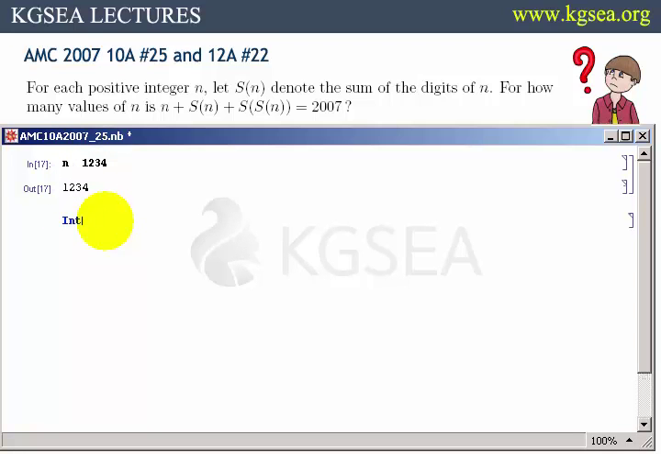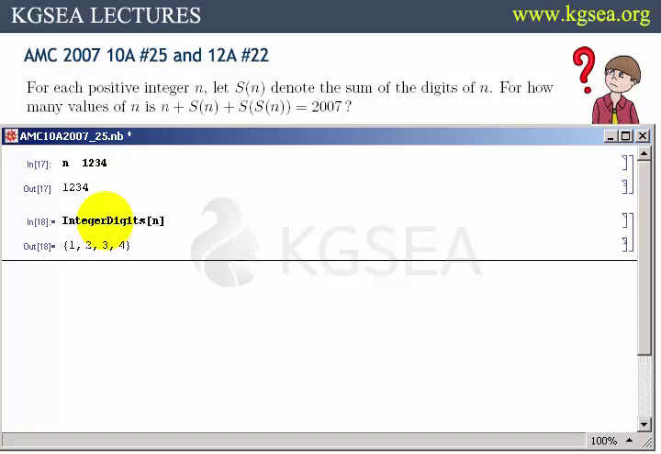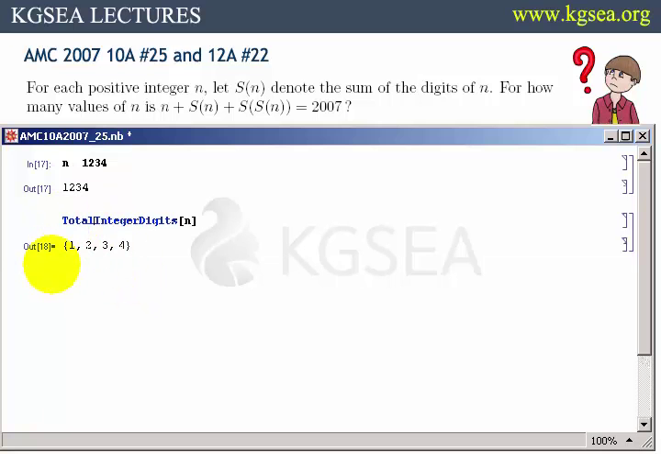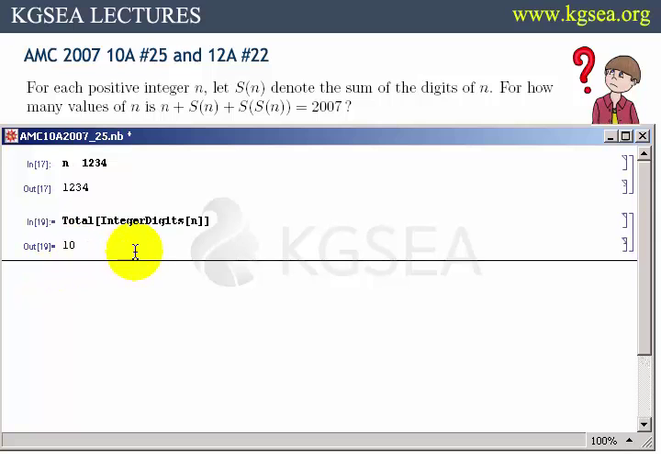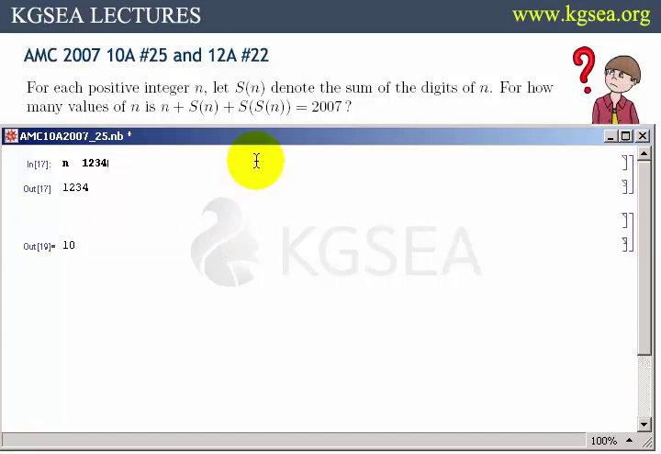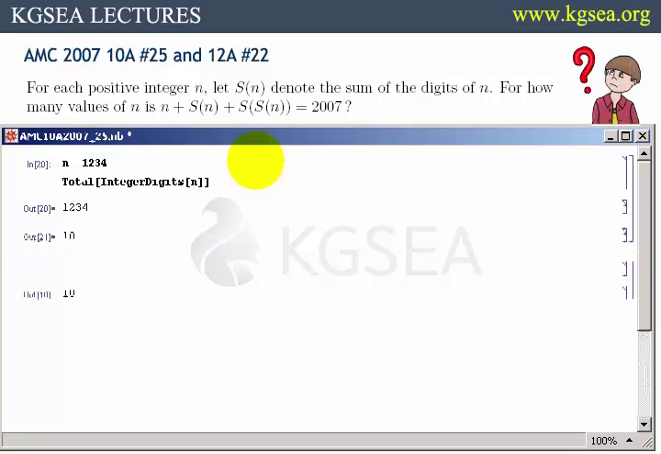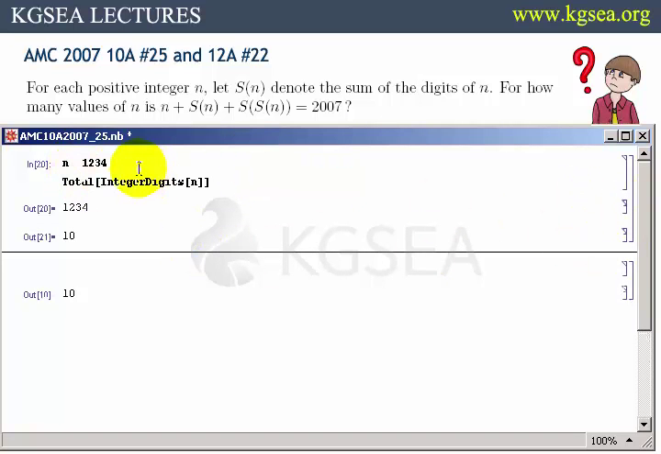In Mathematica, it's called IntegerDigits of n, and you get this listing of it. If you add them up, it's called Total. What would that be? 1 plus 2 plus 3 plus 4. That is 10. So that I don't have to type it over and over, I will just put all of them in one shot here. If the number is 1, 2, 3, 4, you get the sum is this.